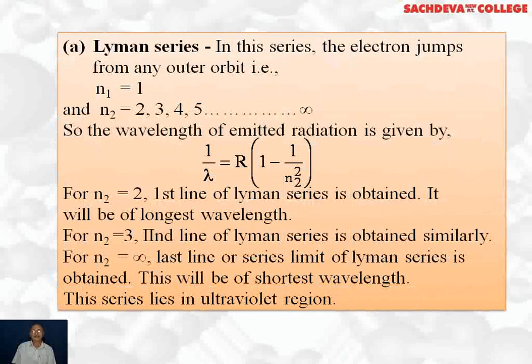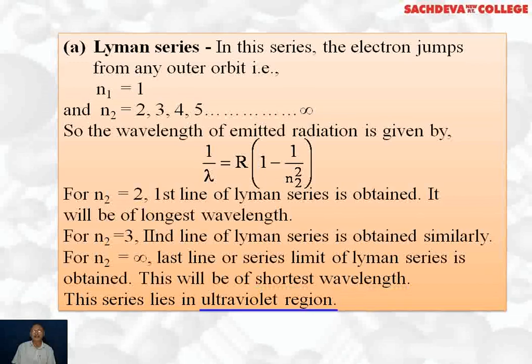Next, we are taking the Lyman series. In this series, the electron jumps from any outer orbit to n1 equal to 1, where n2 is equal to 2, 3, 4, 5. The wavelength of the emitted radiation is given by 1 over lambda is equal to Rydberg constant into 1 minus 1 over n2 square. For n2 equal to 2, the first line of the Lyman series is obtained. It will be of longest wavelength and lowest energy. For n2 equal to 3, the second line is obtained. Similarly, when n2 is equal to infinity, the last line or series limit of the Lyman series is obtained. This will be of shortest wavelength and highest energy, and this series lies in the ultraviolet region.